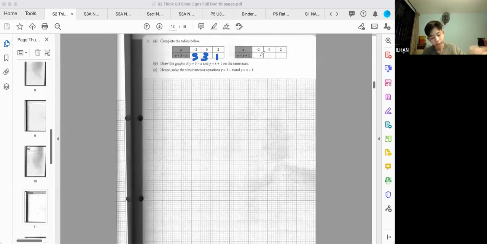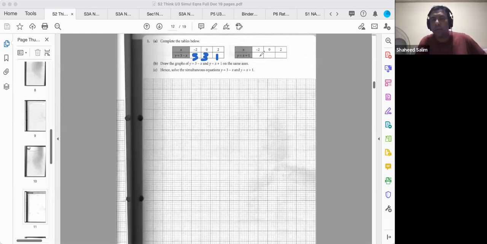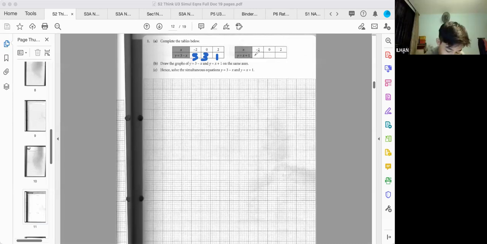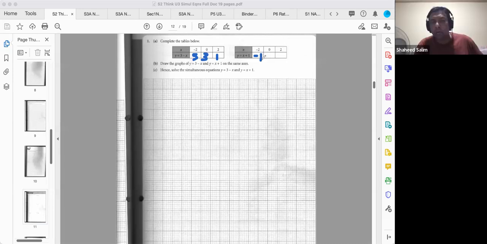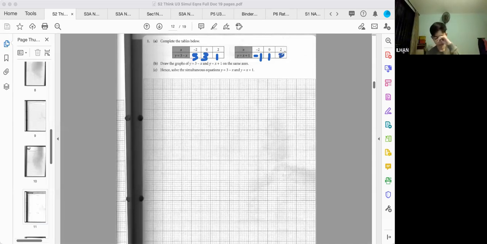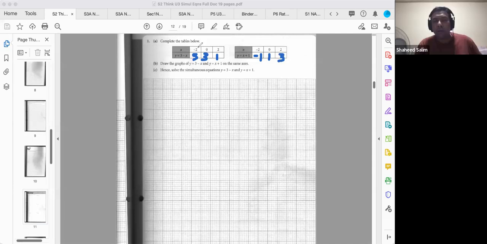Okay, I'm done. So what's the answer for the first one? For my first one, it's y equals -1. Good. For this one, next one, 1. Okay. The third one, 3. So notice the value of x is from -2 to 2. And then the value of y, you have 5, 3, 1, -1.